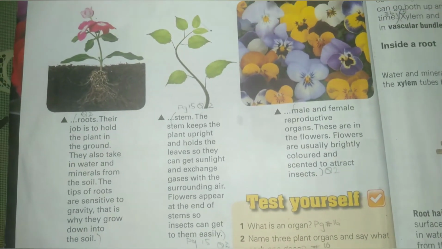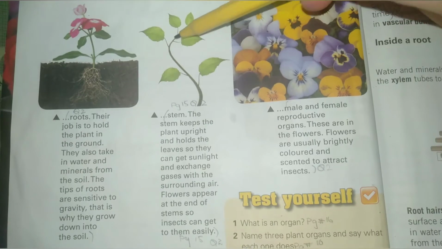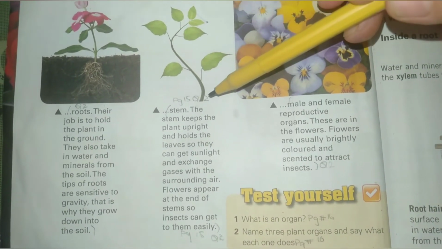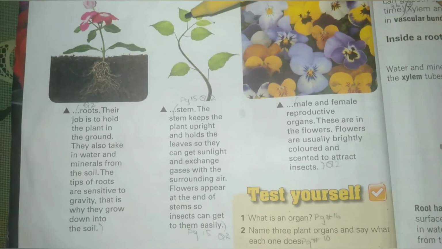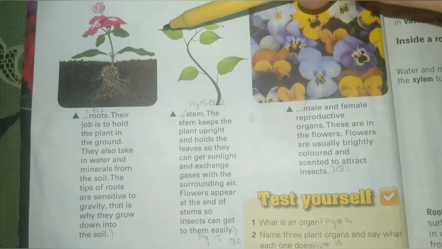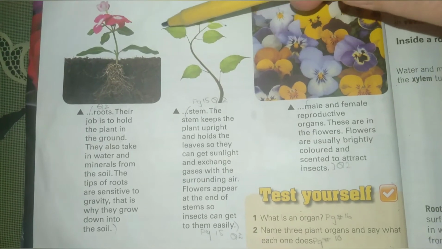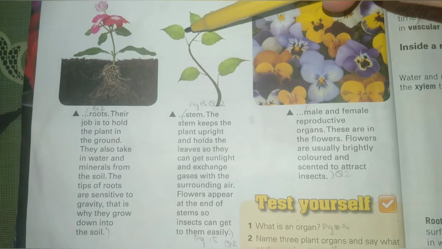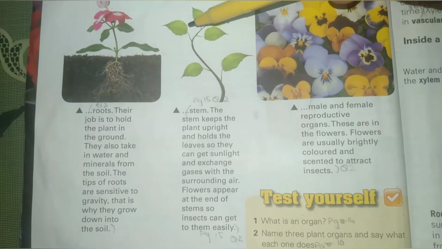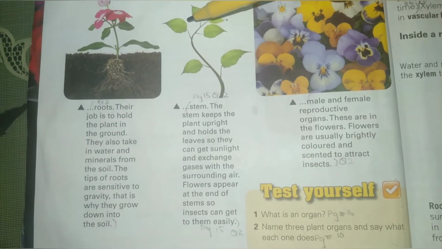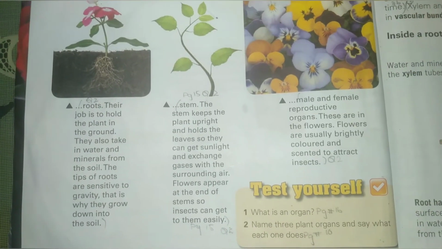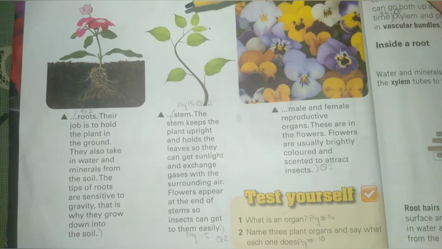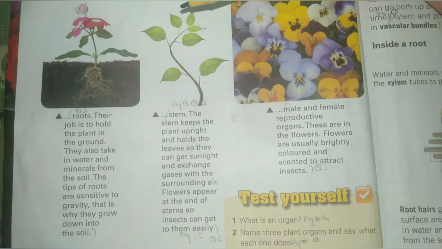Next organ of the plant is stem. This is the stem, and the stem is the main support of the plant above the ground. It keeps the plant upright and holds the leaves so that they can get the maximum amount of sunlight that is needed for the process of photosynthesis by the leaf, and exchange of gases with the surrounding air through stomata. Flowers appear at the end of the stem so that insects can see them and get to them easily.